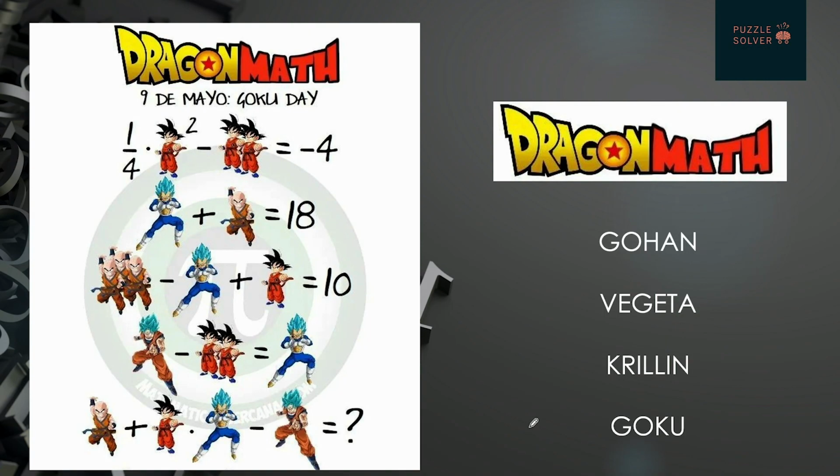Today's puzzle is the Dragonmath puzzle. It is inspired by the very famous anime TV series known as Dragon Ball Z. Here in this puzzle we have 4 characters named Gohan, Vegeta, Krillin and Goku. We have to solve all these equations to find out every character's value. So friends, let's start.